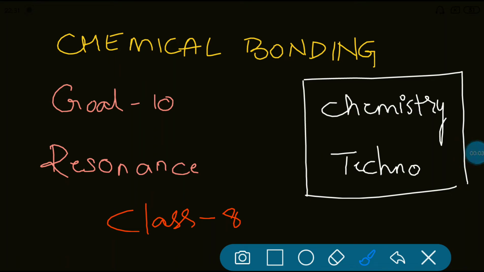So in this video, we'll be looking at chemical bonding, goal 10 resonance, class 8 of chemistry, Techno. So this goal completely deals with resonance. First, we'll discuss what resonance is, then I'll give an example, and we will then move on to MCQs of resonance. This example will be helpful for you for doing other problems in the MCQ part. That is why I'm giving an example.